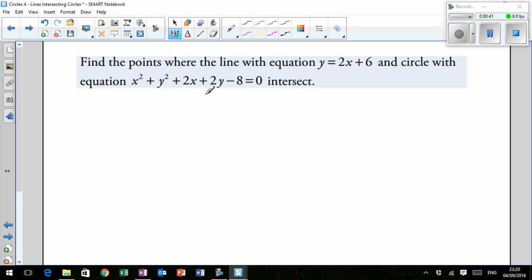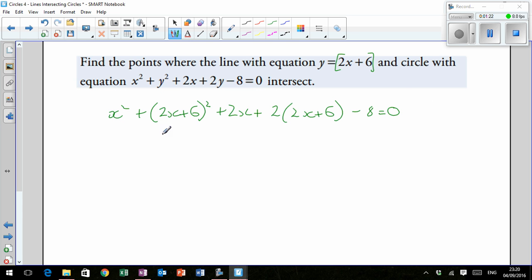Now, with straight lines and parabolas, what we tend to do is make y equal and set them equal to each other. The squares make that very difficult though. But what we can do is substitute in. So we know that y is equal to 2x plus 6, so everywhere we see a y, we can replace it with 2x plus 6. So x squared plus y squared, which is actually (2x plus 6) squared, plus 2x plus 2 lots of y, well, it's not y anymore, it's 2x plus 6, minus 8 is equal to 0. You can see now we've substituted in and we no longer have any y's.